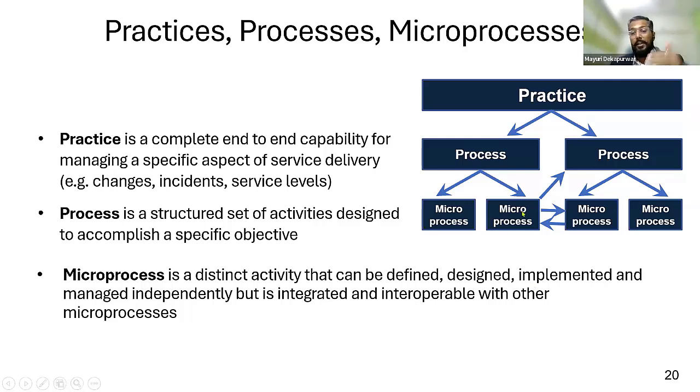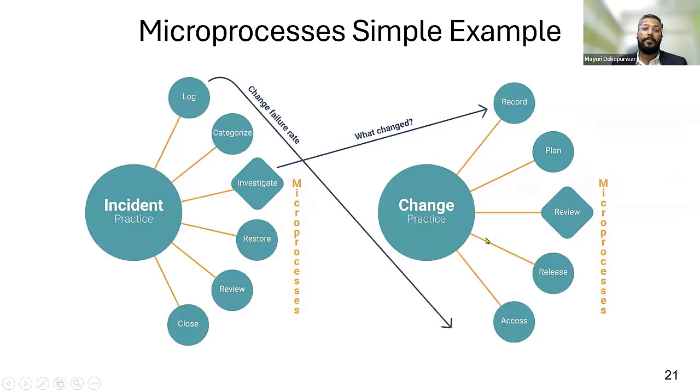So this is the architecture that we are going to follow in Agile Service Management. Just to give you an example, you have the incident management practice. Within that, there could be different processes. If I talk about logging, categorization, investigation, restoration, review, and closure, these can be treated as different microprocesses. These microprocesses can have an interface with the microprocesses from the other practice. That is how we get into the microprocess architecture, and we try to create the interfaces between those microprocesses.